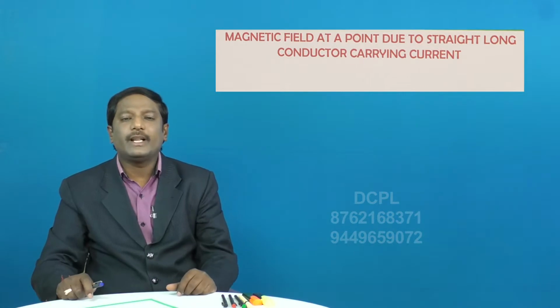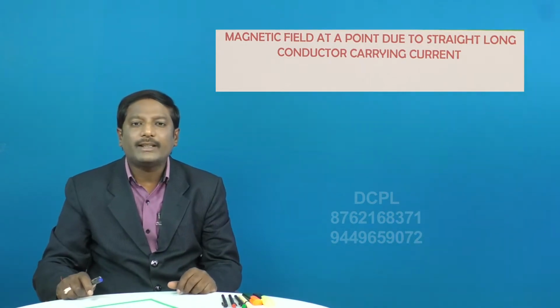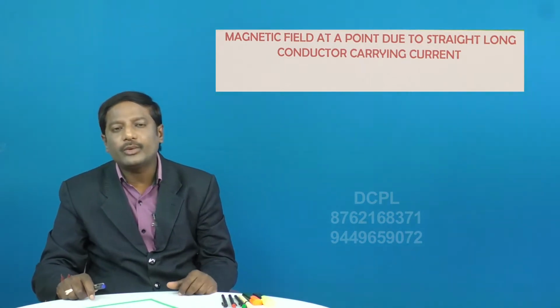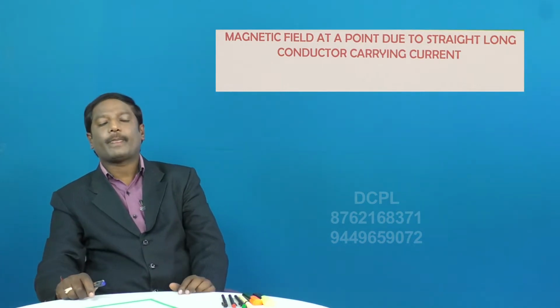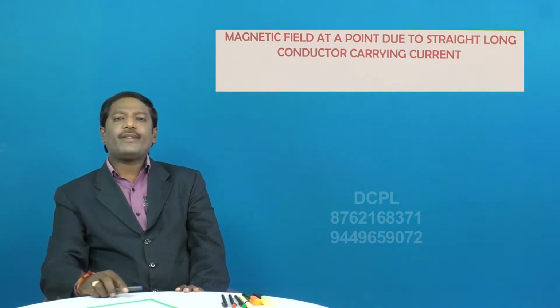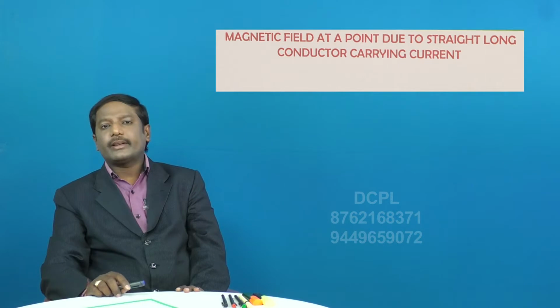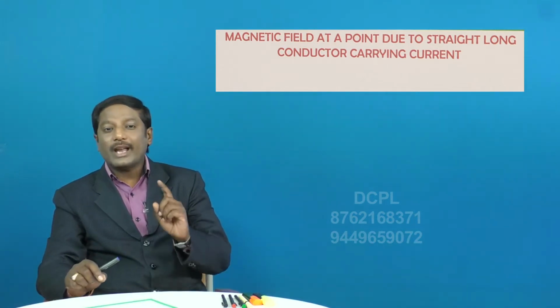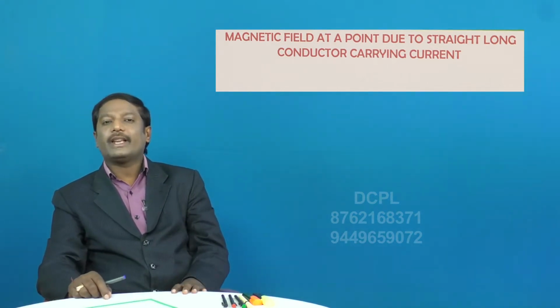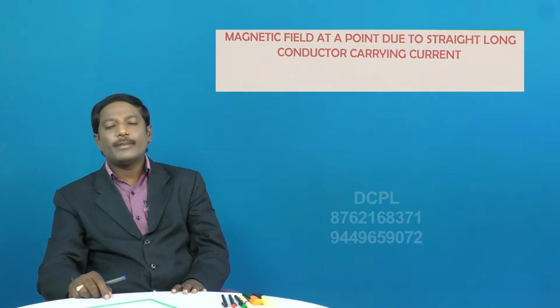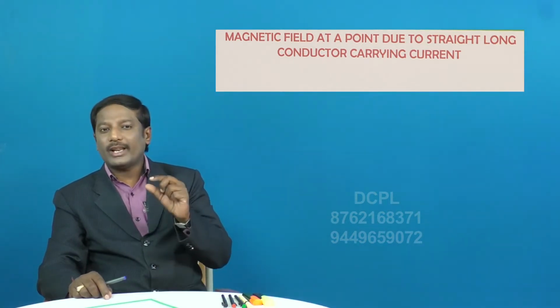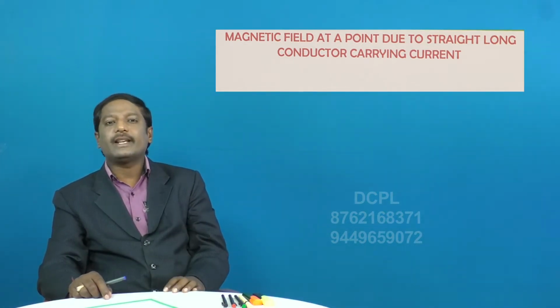Now, let us take up the next concept, that is the magnetic field produced at a point due to a straight conductor. Students, the magnetic field at a point due to this straight conductor can be calculated by using Ampere's circuital law. Here we cannot make use of Biot-Savart's law, because the conductor is not a small element, it is a very long straight conductor.